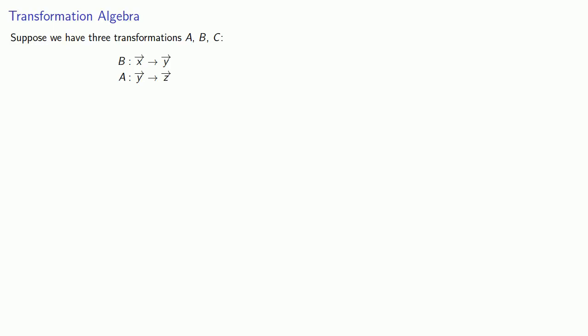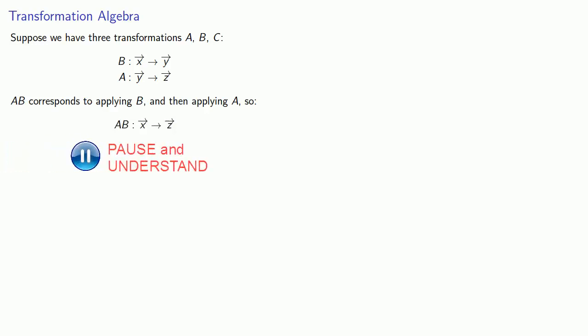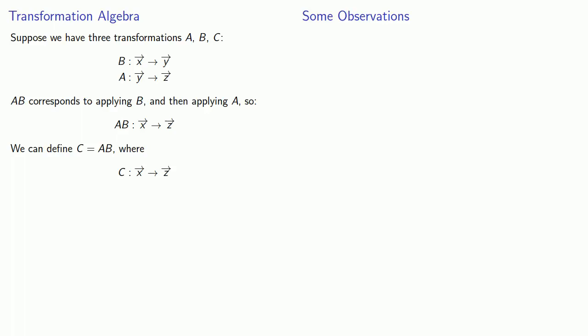The product AB corresponds to applying B and then applying A, so that this product AB is going to take the vector x and send it to the vector z. And so we can define this product C equal to AB, where C is going to take our vector x to the vector z. So let's make a few quick observations.